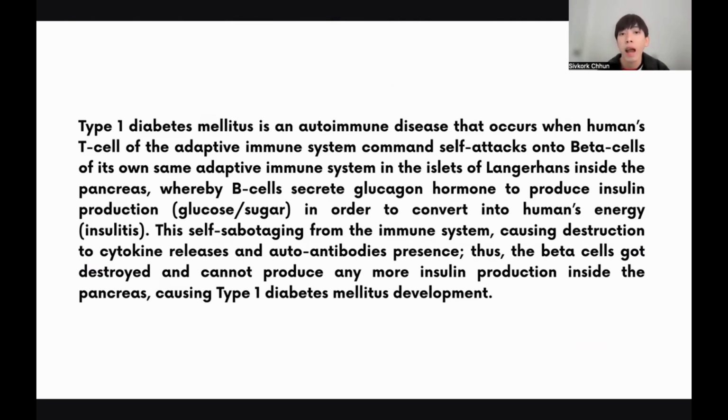The pancreatic cells secrete hormones to produce more insulin, which controls the glucose level and converts it into glucose or human energy. The adaptive immune system sabotages the cells, causing destruction through cytokine release and other antibodies present. So the pancreatic beta cells get destroyed and cannot produce any more insulin inside the pancreas. Then that's when it causes type 1 diabetes mellitus.